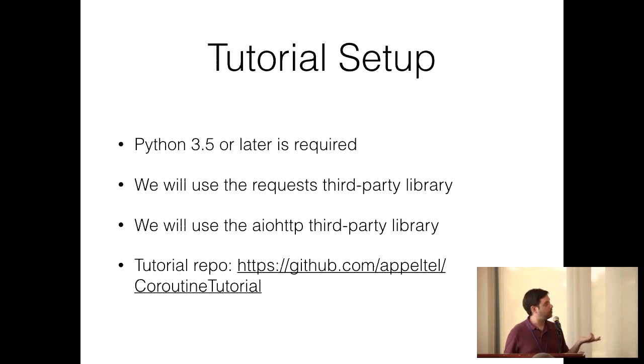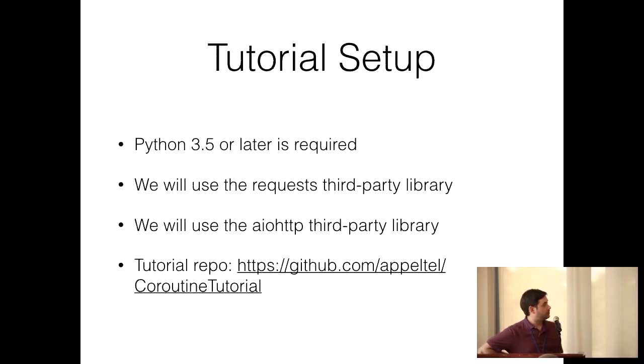There are two third-party libraries that you can just pip install. One is requests, which I think is pretty commonly used. The other is aiohttp. You can just pip install both of those. If you're unable to install both of those, you could still follow along with approximately 60% of what we'll do. There'll be a little bit where you'll need to connect to the web.